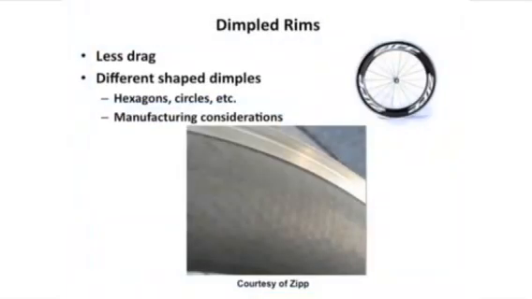In the case of dimpled rims, as we see, we get less drag. It's interesting to contemplate, as Zipp has done, different shapes of dimples. Dimples could be circles, they could be hexagons, they could be whatever, but there are manufacturing considerations that come into play. You have to be able to manufacture the rim, and the circular dimple is what Zipp has settled on, at least for the time being.